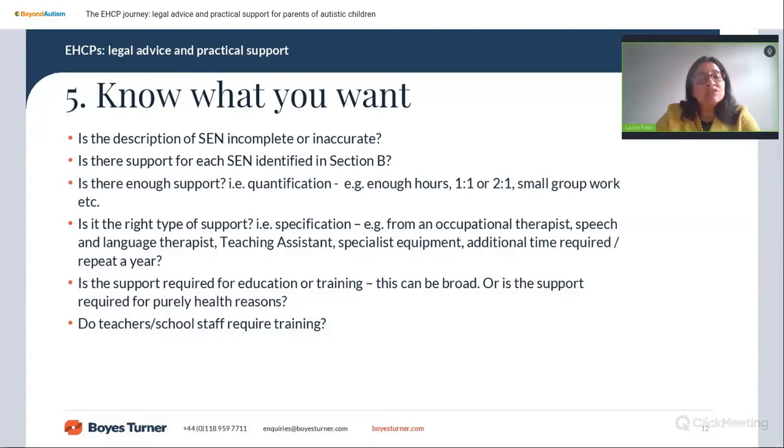Remember that training and education is very broad now. It can include lots of things, not just the usual cognition type of provision. It may include training for managing yourself in a busy environment, for example. That may be training of some kind, but training can encompass lots of provision. And also do think about whether teachers or school staff require training as well.